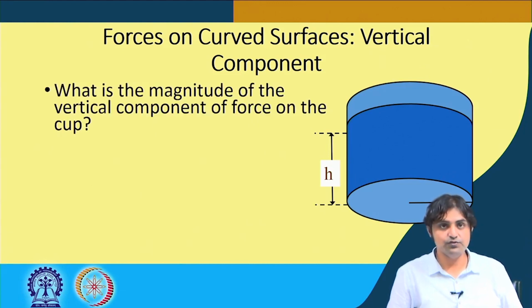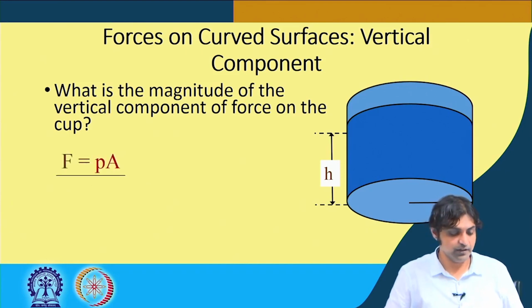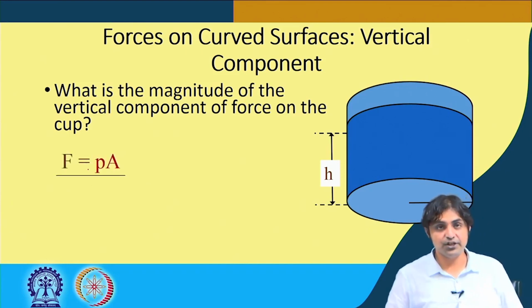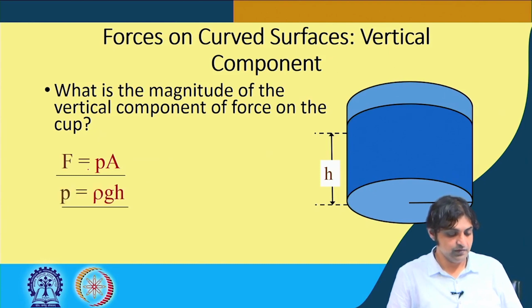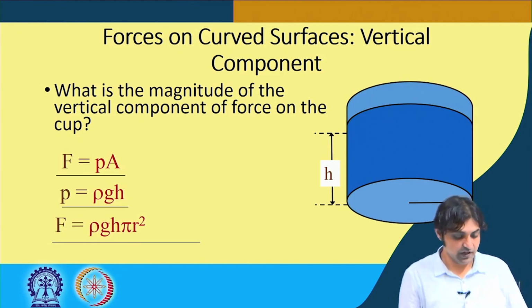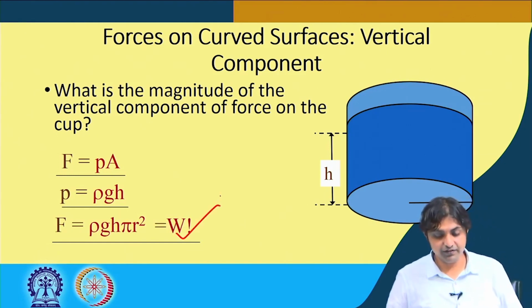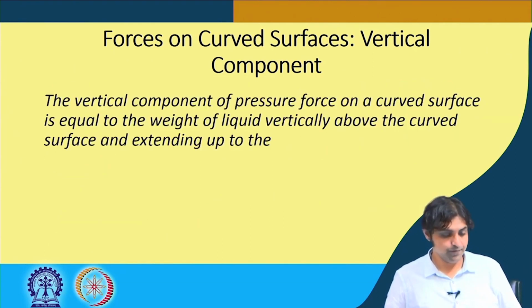My question to you is, what is the magnitude of the vertical component of force on the cup? Tell me. Force is pressure into area, correct. Pressure is rho GH, area is pi r square, and this actually is the weight of the liquid supporting it. So that will be the force, vertical force, okay.